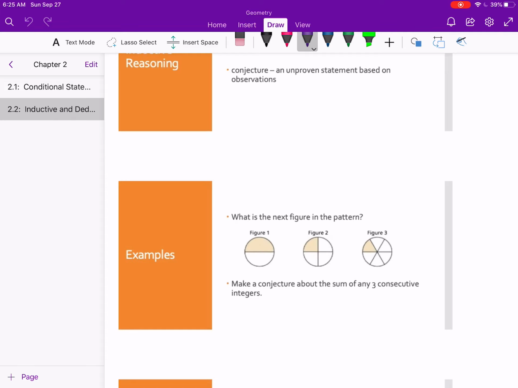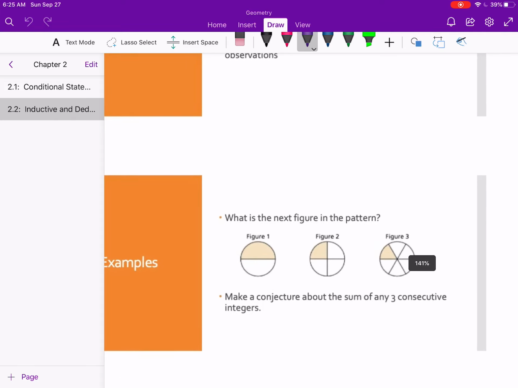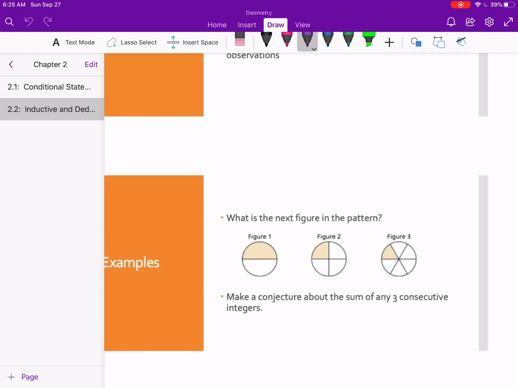So what is the next figure in the pattern? Alright, so it looks like when we look at it, we have 2 pieces, then 4, then 6. So I can make a conjecture that the next one is going to have 8. So I'm going to poorly draw my 8 pieces, and then I'm just going to shade one of them.